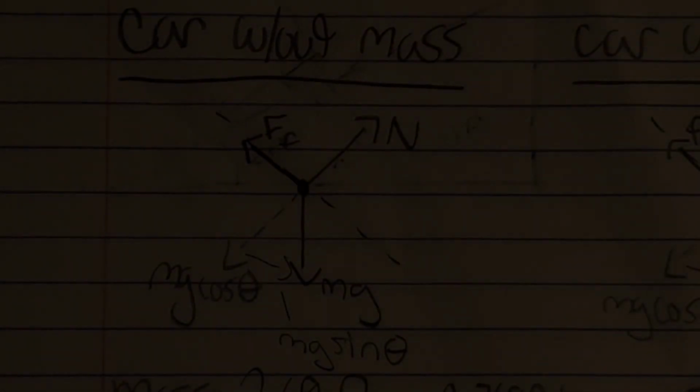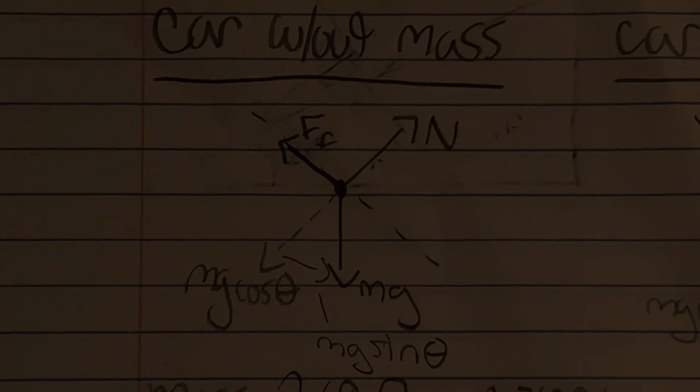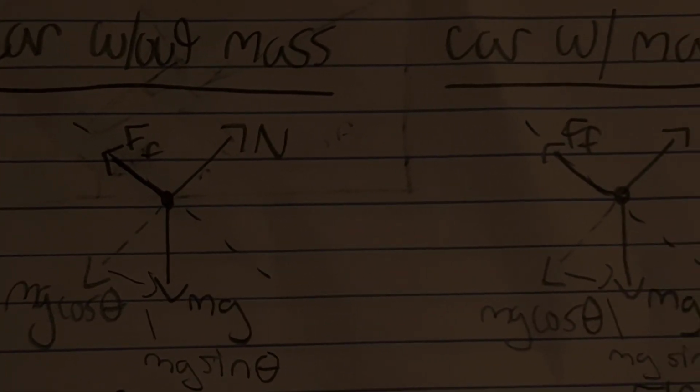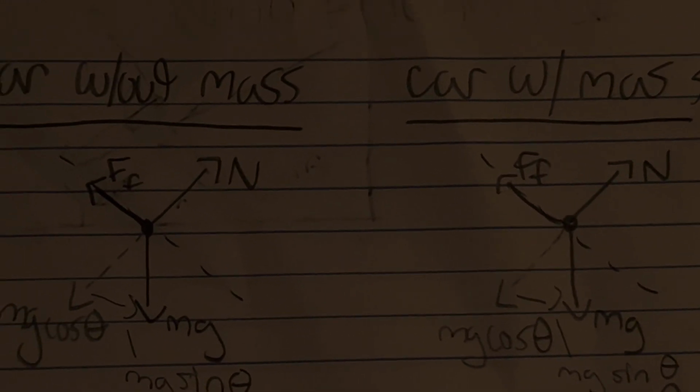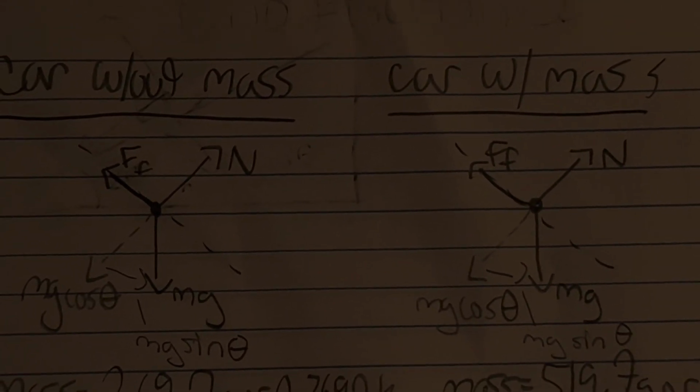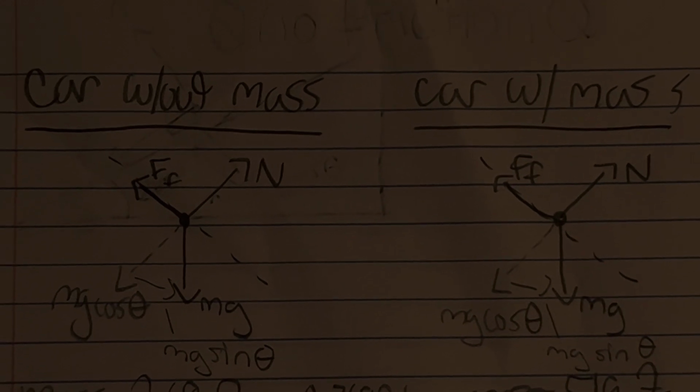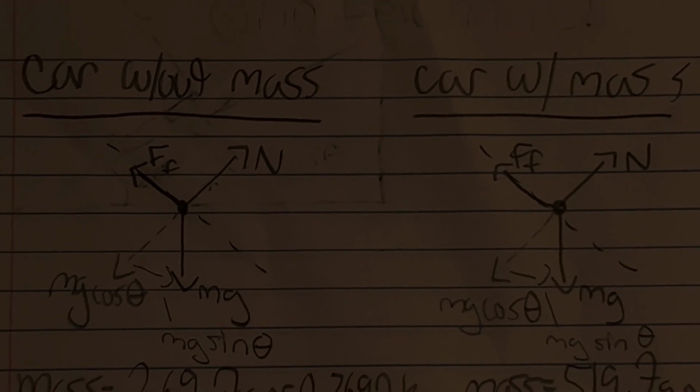For our third experiment, we released two different carts down a ramp, one with a mass on the cart and the other without a mass on the cart, to see if mass would change the acceleration of the carts according to Newton's second law. So first we drew the free body diagrams for the two carts, and they are exactly the same. They both have a force of friction, a normal force, and weight as a force.